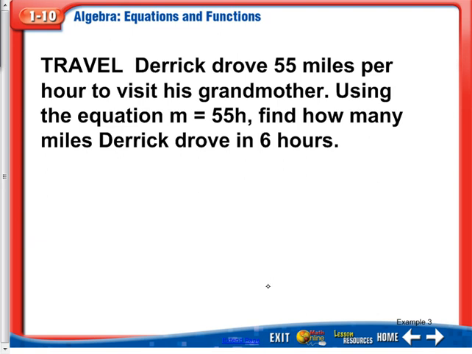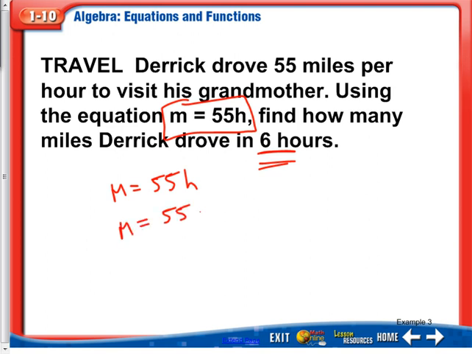Derek drove 55 miles per hour to visit his grandmother. Using the equation M equals 55H, how many miles did Derek drive in 6 hours? So this is the same equation. This looks very similar. However, now they're giving us a total. Before we just had to write the equation, so we have M equals 55H. Now it says to put in 6 for H, so now we say M equals 55 times 6. You can either use your calculator or work this one out. 5 times 6 is 30. 6 times 5 is 30 again, plus 3 is 33. So we have 330 miles.